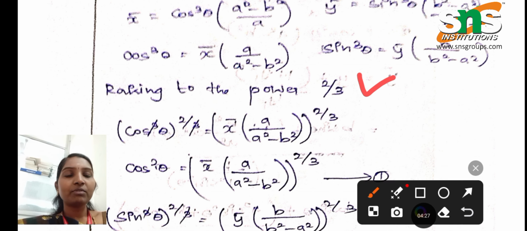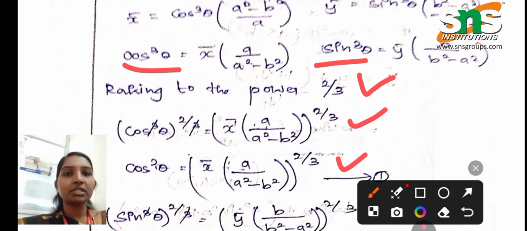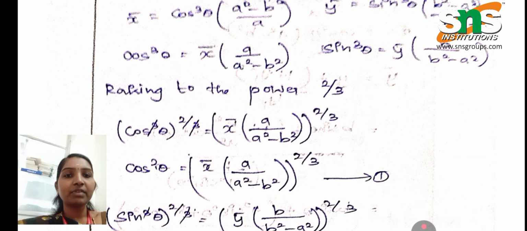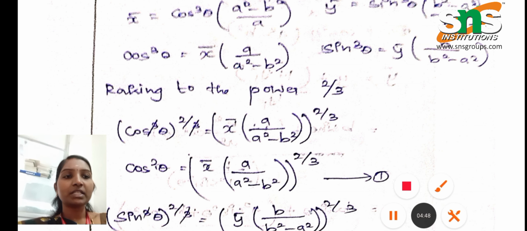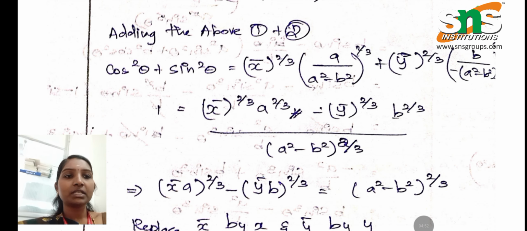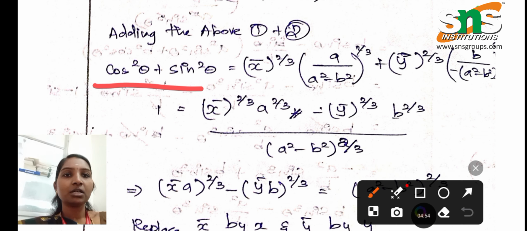So what we have to do is use the known formula: cos squared theta plus sin squared theta is equal to 1. We have to change this cos cube theta to cos squared and sin cube theta to sin squared. So that is what we have done, with the hint of raising to the power 2 by 3. On either side, we have raised to the power 2 by 3 and simplified the problem. So on the LHS, we have cos squared theta plus sin squared theta, and on the RHS, the simplified terms. What will be this cos squared theta plus sin squared theta? It is equal to 1.